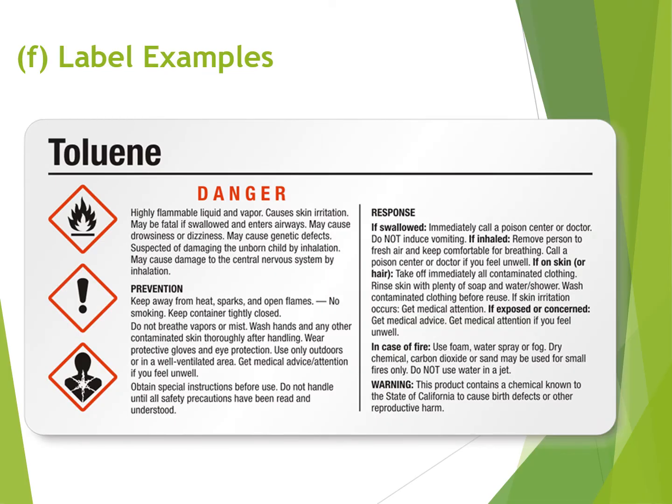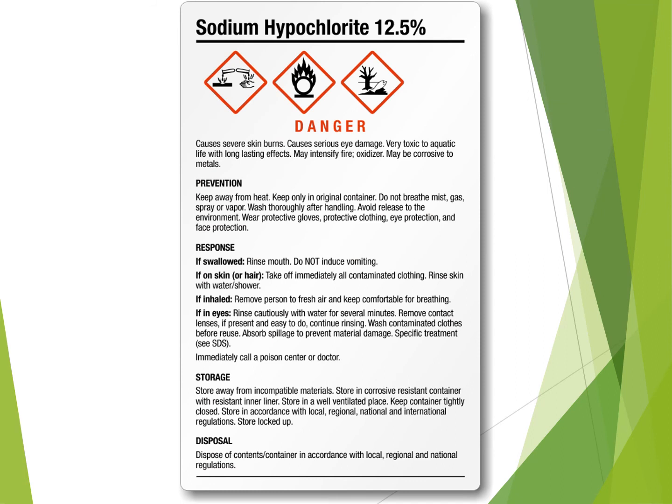Here's an example of a label. You'll see that there's a name of the chemical, the pictograms, the signal word is danger or warning, and then they'll have just highly flammable liquid. They'll have a lot of information about how to prevent yourself from being hurt, what to do if you are exposed to it. Here's another example, pretty much the same thing. Chemical, pictograms, signal word, the hazards, prevention, response, storage. These are all specified by OSHA, so they're all pretty much standardized now.